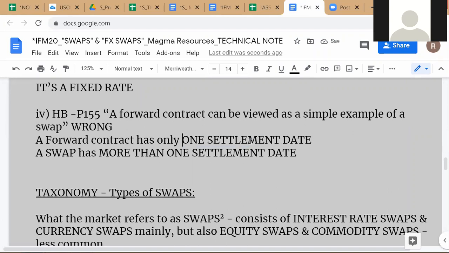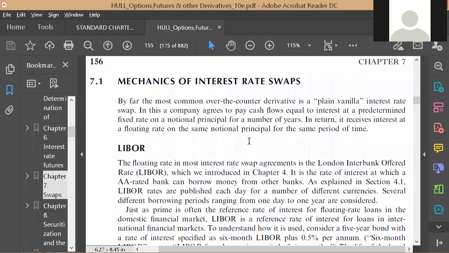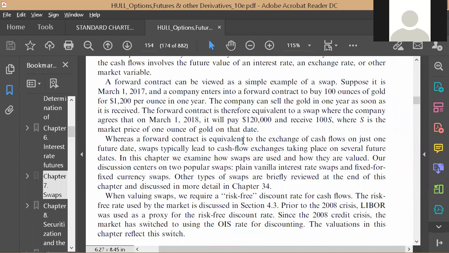A forward has only one settlement date. So if you see the example of the forward that he has given, let's see what he has talked about there. See? In this example of a forward, the example is not wrong, but the statement is wrong, actually. On March 1st, a company enters into a forward contract to buy 100 ounces of gold in 1 year. So it was March 2017, 1st of March 2018, 1 year forward. This is the maturity date of this forward contract. Transaction date, settlement date. But there cannot be a forward contract with multiple settlement dates, period.